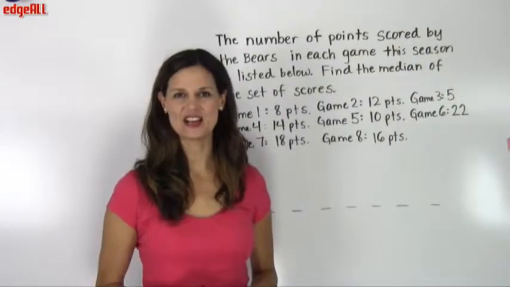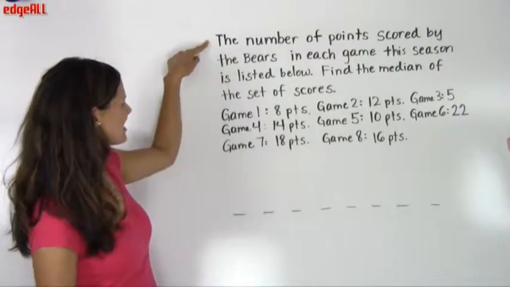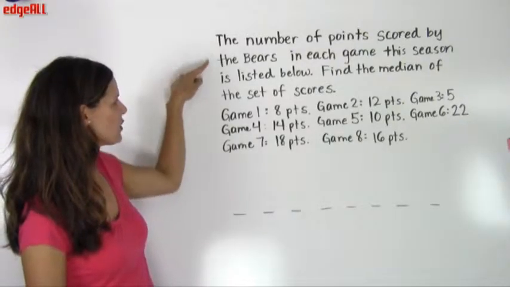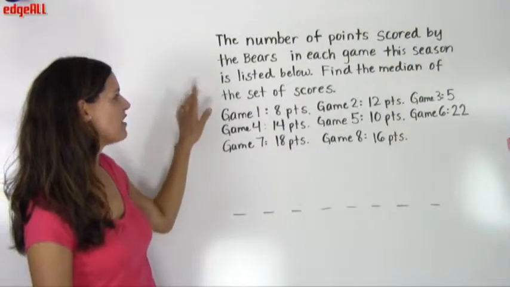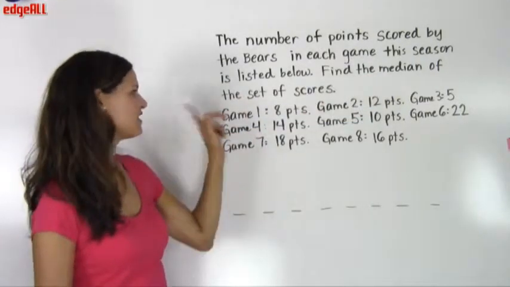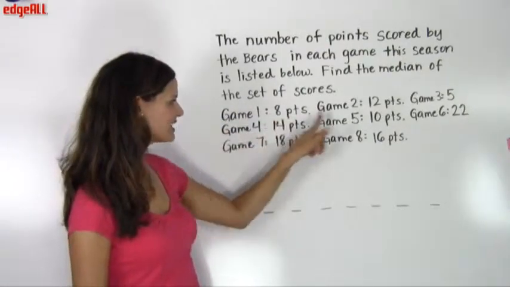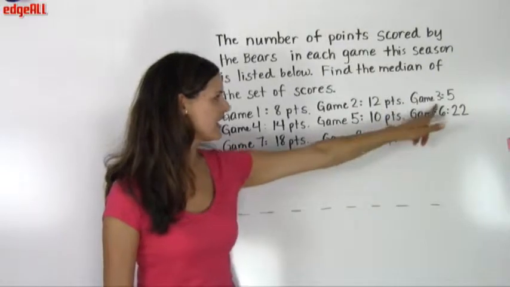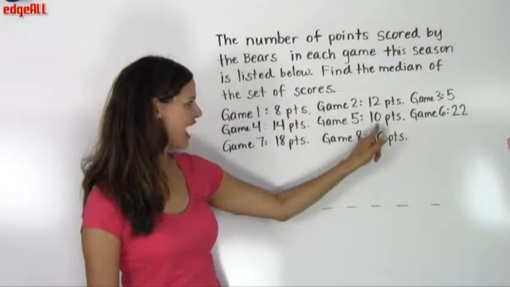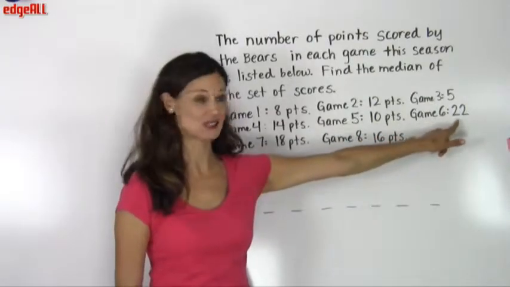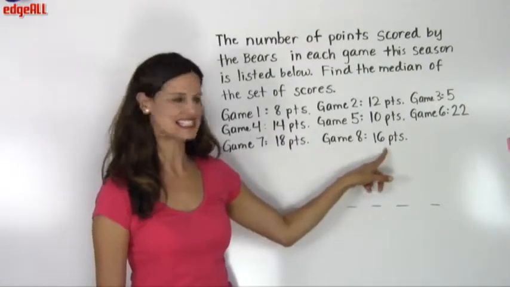Let's look at another example of finding the median. So in our problem here, it says the number of points scored by the Bears in each game this season is listed below. Find the median of the set of scores. So we've got game 1 coming in at 8 points, game 2, 12, game 3, 5 points, game 4, 14, game 5, 10 points, game 6, 22 points, game 7, 18, and game 8, 16.